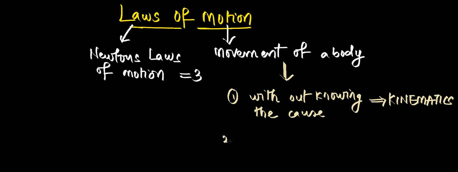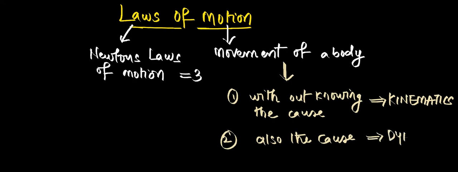And second, you study the motion of a body and also the cause for its motion. Then what do we call such a branch of physics? We call it dynamics. So the motion of a body is studied under two branches of physics. One is kinematics, the other is dynamics. In both we study the motion of the body only. But in kinematics we don't bother about the reason behind the motion, while in dynamics we also consider the cause for it.